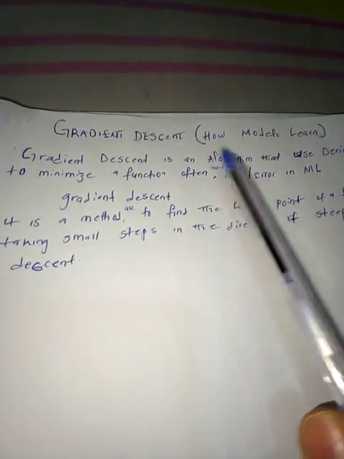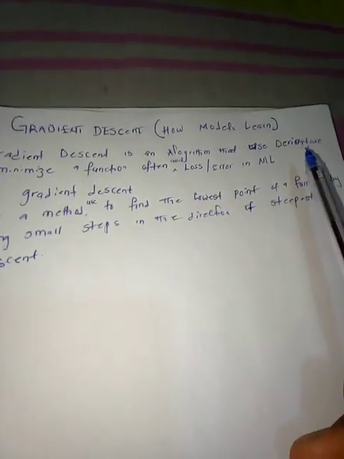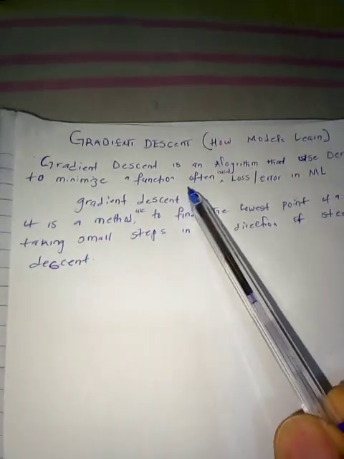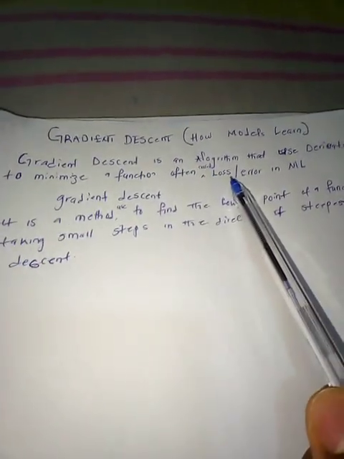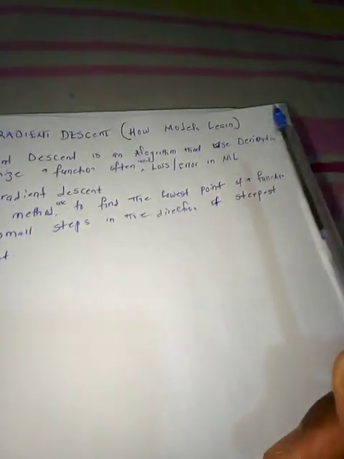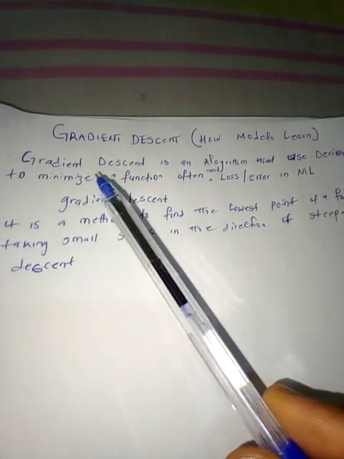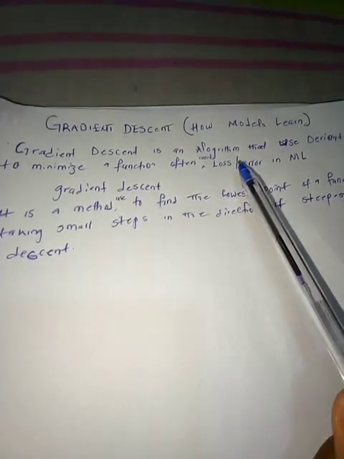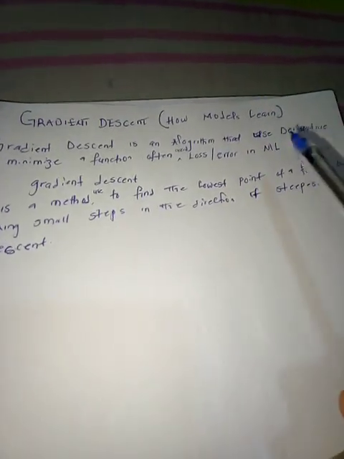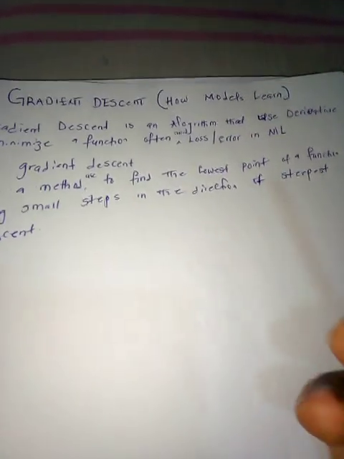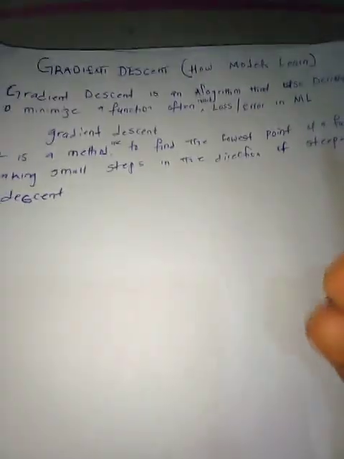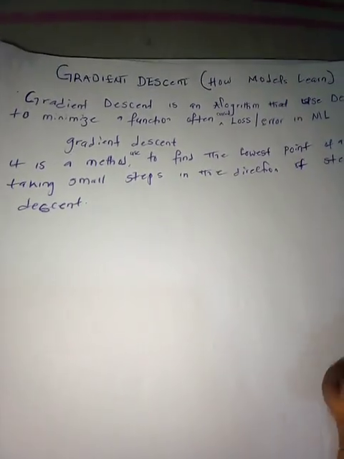Gradient descent is an algorithm that uses derivatives to minimize a function, often called loss or error. In machine learning, when machines learn, gradient descent is often used to minimize losses or errors during prediction. So now we're going to dive into the calculation, because everything we're going to be doing here is the mathematical aspect of how machines learn. So let's go to what we have for today.